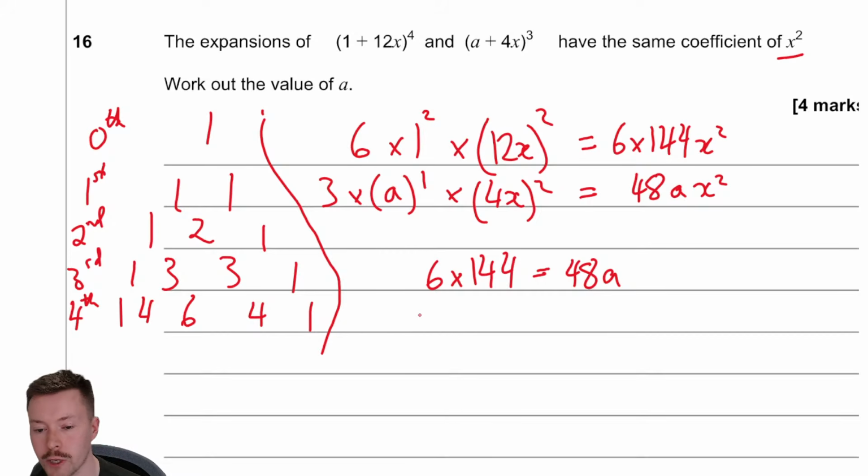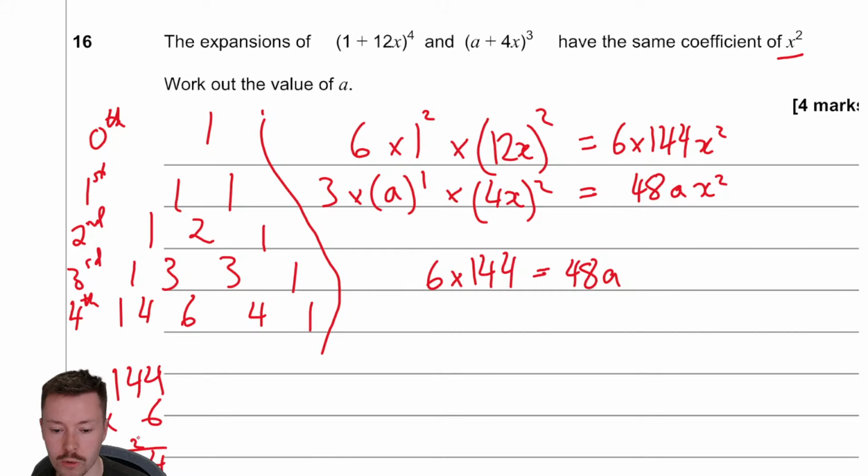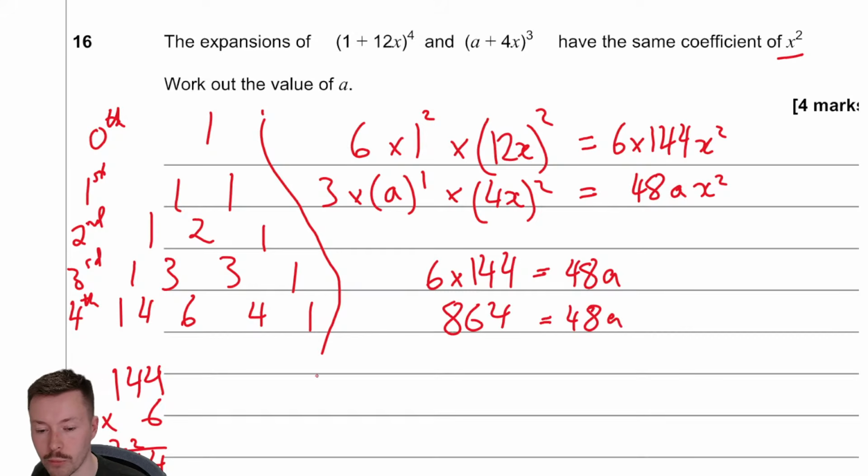Right, let's do this anyway. I'm wasting my time. 6 times 1, let's just do it manually. 144 times 6. 4 times 6 is 24. 4 times 6 is 24. Add the 2. 6 times 1 is 6, add the 2 is 8. So we get 864 equals 48a, divided by 48. So 864 divided by 48.